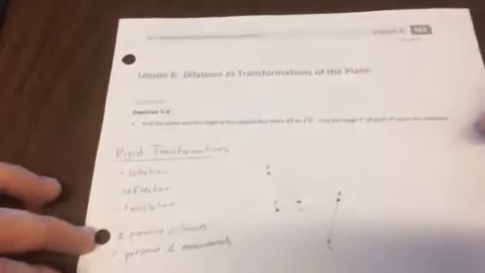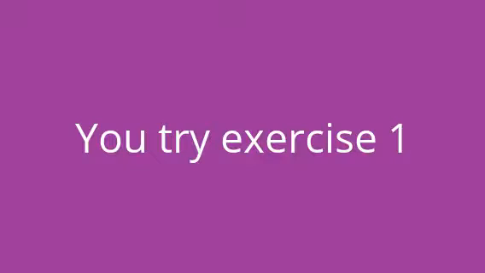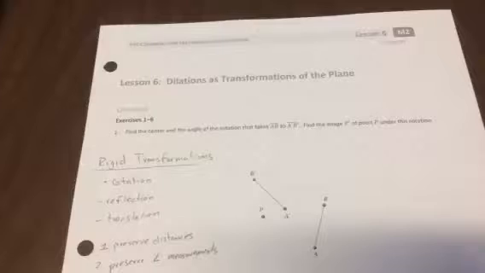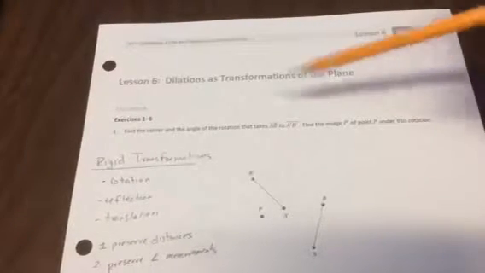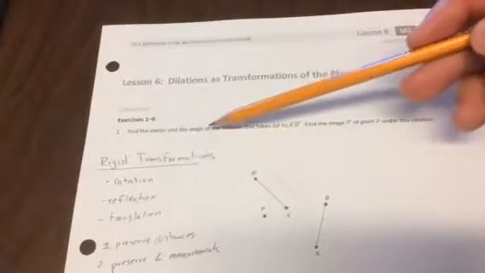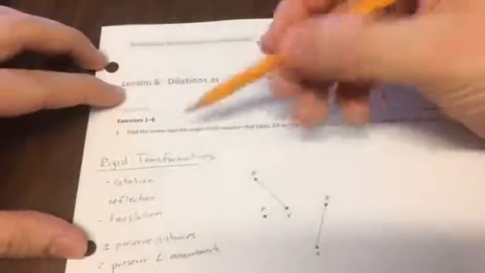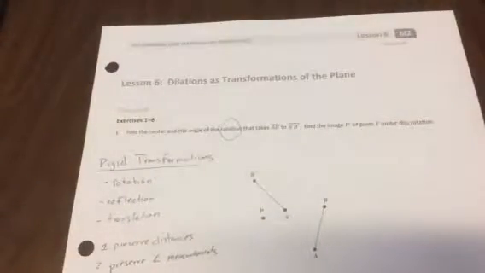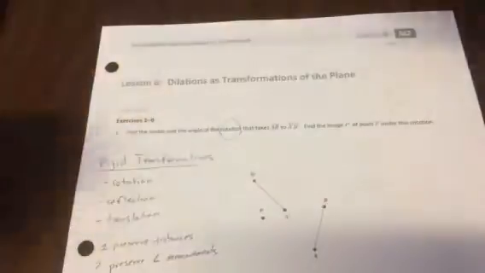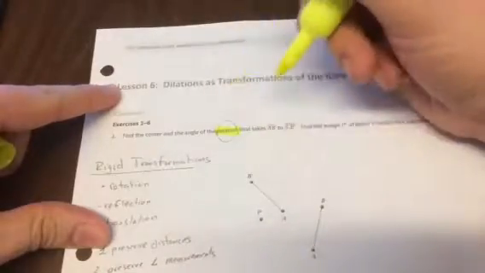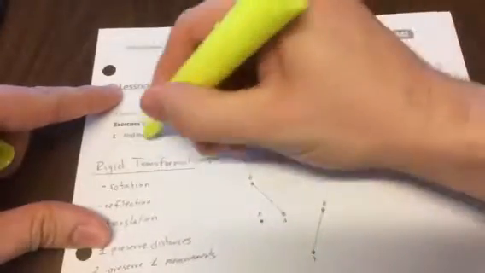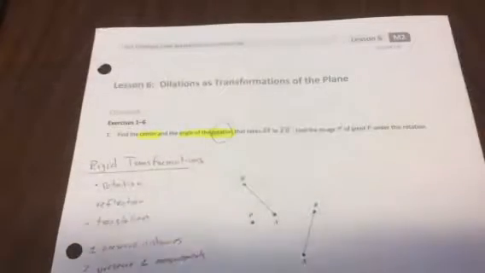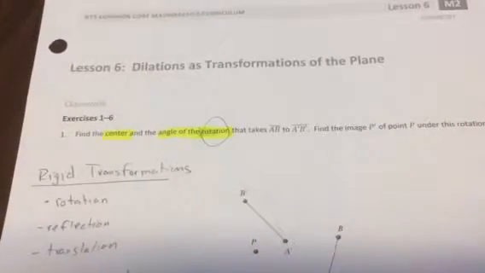All right. So let's do exercise 1 together. So exercise 1, they want us to find the center and angle of rotation. So right off the bat, we're going to deal with one of the rigid transformations. So I'm just going to highlight that we need the angle of rotation, and then we need the center. So we did this before, all right?